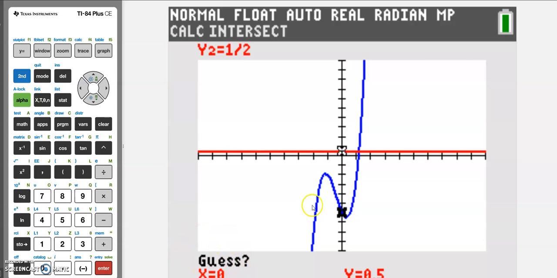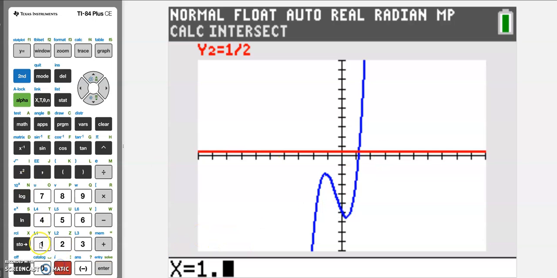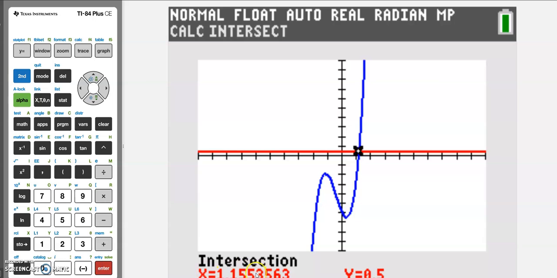Again, you don't technically have to put in a guess. I'll just say 1.1. And we get an answer here of the intersection as 1.155 as my final answer.